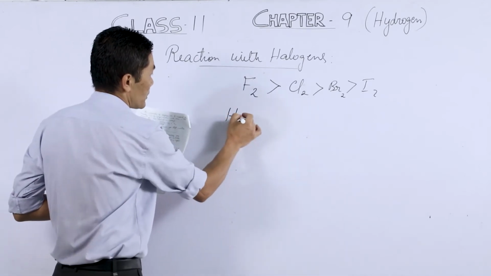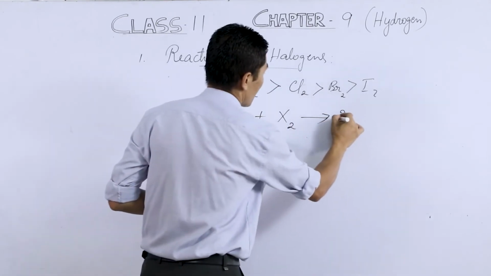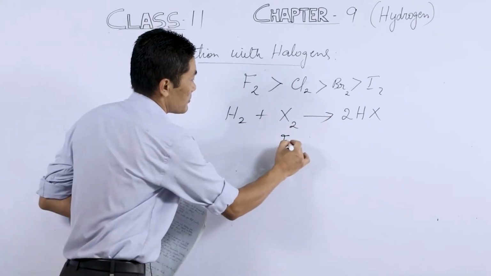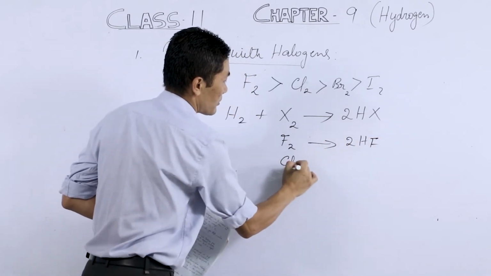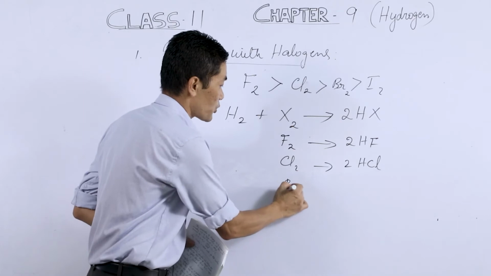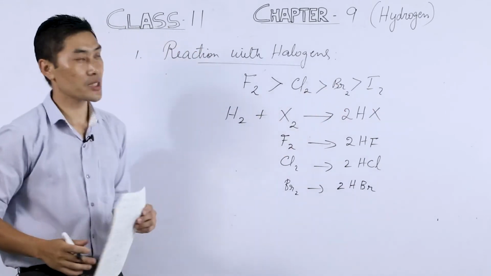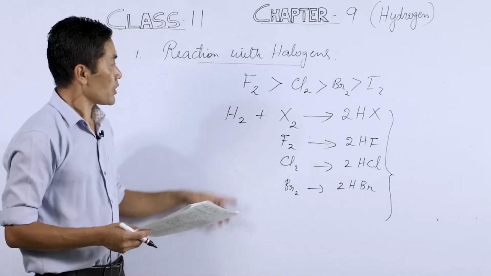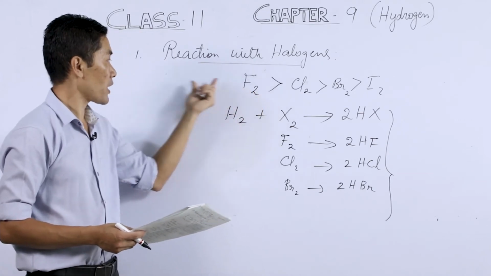Now, suppose we take hydrogen and one of these halogens, then we get a hydrogen halide. If we take fluorine, we will get hydrogen fluoride. If we take chlorine, we will get hydrogen chloride, which is also called hydrochloric acid. If we take bromine, we will get hydrogen bromide. And if we take iodine, we will get hydrogen iodide. These halides of hydrogen are called the hydrogen halides. Now, reactivity of fluorine is the highest among these halogens when they react with hydrogen.